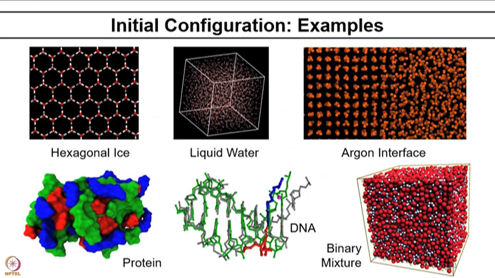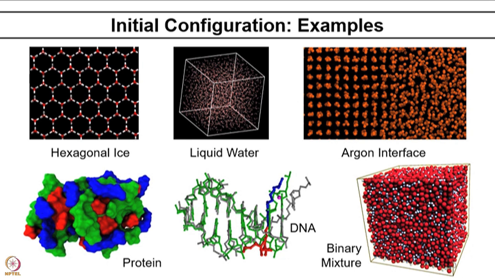Okay, about the initial configuration, I told you, for example, I want to simulate water. In order to generate the configuration of liquid water, which is random, with random positions and random orientations of water molecules, there are two ways to generate them. One is to put the water molecules one by one into the box. The other one, which is easier to visualize, is to start with ice.